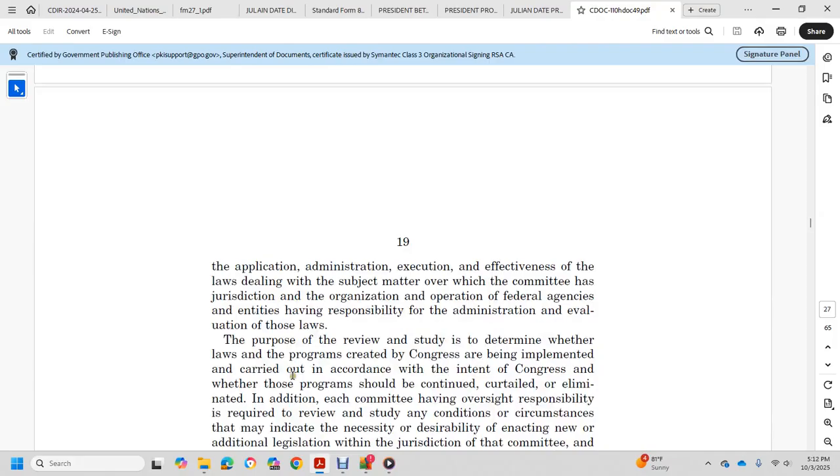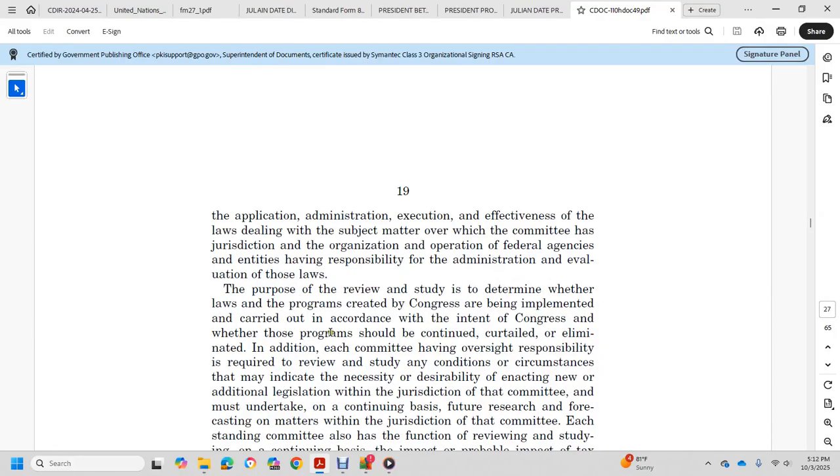The purpose of the review and study is determining whether the laws and programs created by the Congress are being implemented and carried out in accordance with the intent of the Congress, and whether the programs should be continued, curtailed, or limited.